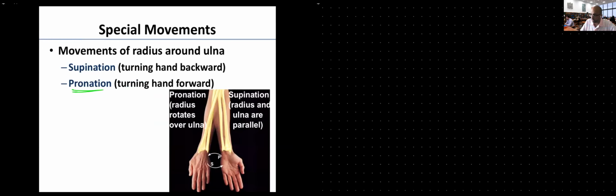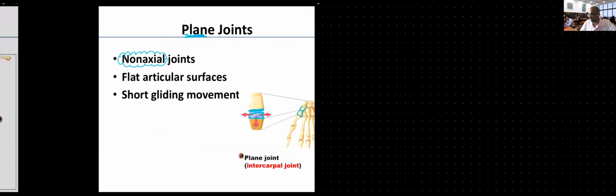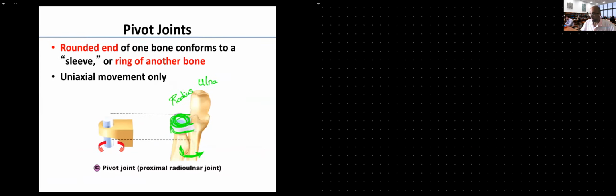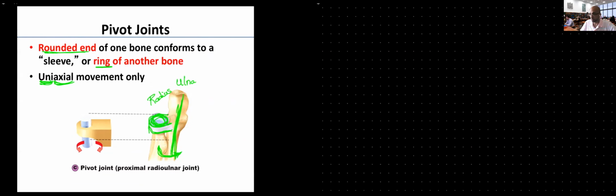Pronation and supination, exactly. So a pivot joint, I have a rounded end that articulates with a ring or a sleeve from another bone. It's taking place around one axis, which is the axis of my ulna. So it's going to be classified as a uniaxial joint. I have only one axis along which I would be performing my movement.